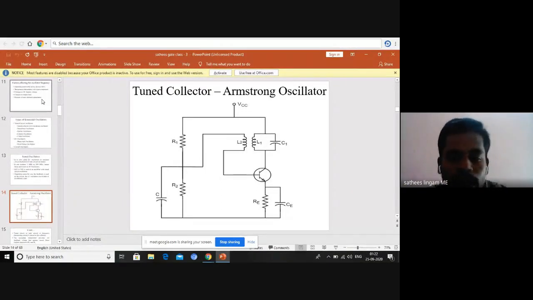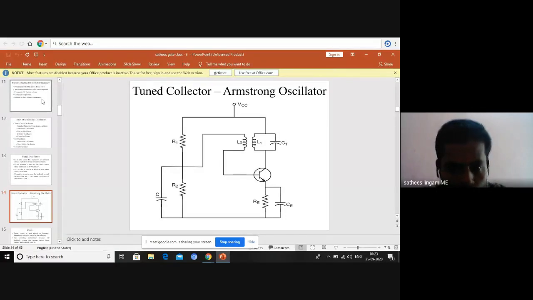From our LC circuit, through the charging and discharging process, the oscillation is getting created from the LC tank circuit. Here L1 and L2 play the role of the tank circuit. L1 is coupled with L2, like a transformer. You can take it as a transformer.